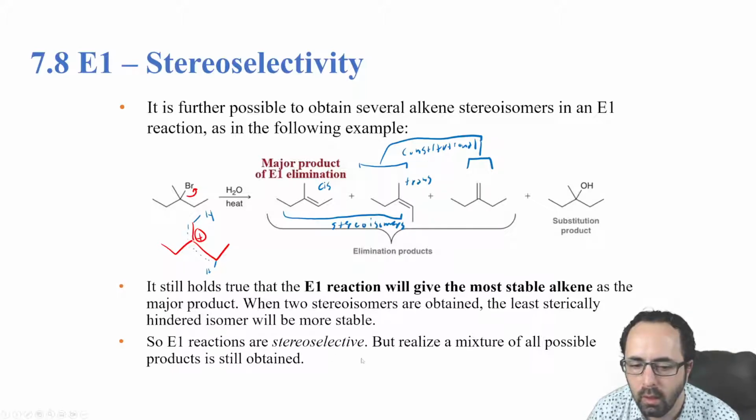So E1 reactions are stereoselective in the sense that we're going to get certain stereoisomeric configurations, but they're not stereospecific in the same way E2 reactions are. You won't get just one particular stereoisomer. You're going to get a mixture.